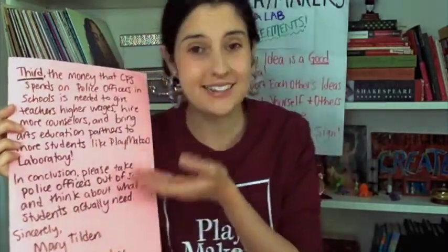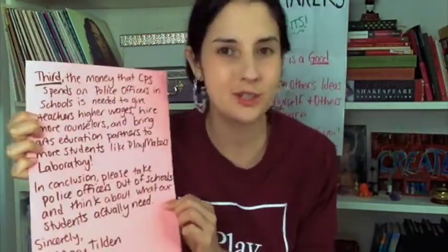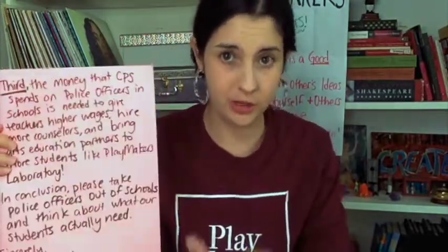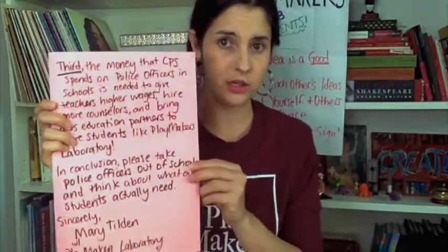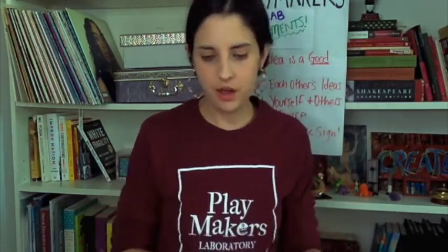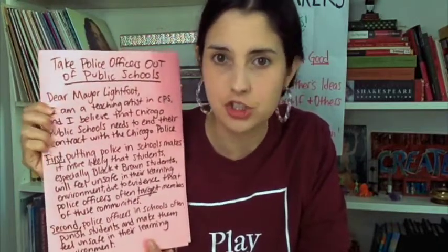So in my conclusion, I stated what I wanted again, but I also said think about what students actually need, because I wanted to bring it back to the students, because that's who I'm really arguing for in this case. That's who I really want to advocate for. And to advocate means to stand on someone's side and support them and be vocal about supporting them. So I believe that second version of my Take Police Officers Out of Chicago Public Schools is a much better argument. I think it's stronger, and I think there's better points.